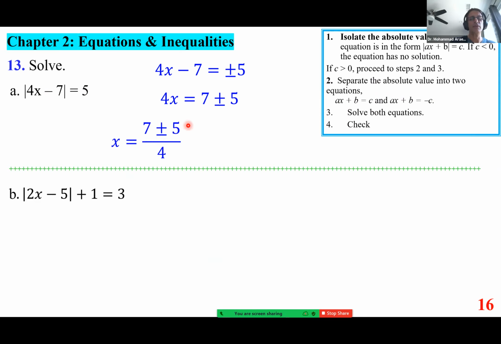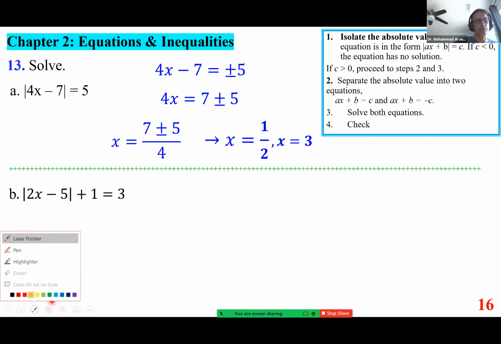7 minus 5, that means that 2 divided by 4 is 1/2. 7 plus 5, that means 12/4 is 3. So those are the answers, and you must check, really, you must check. So let me quickly show you, you really have to check.